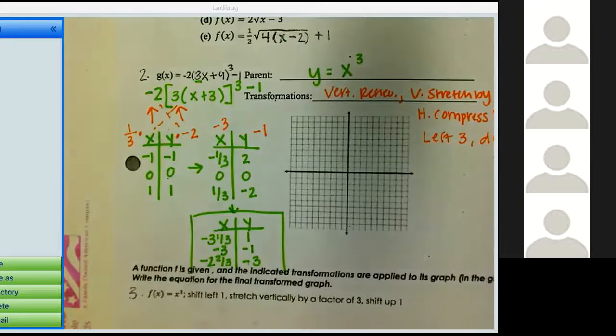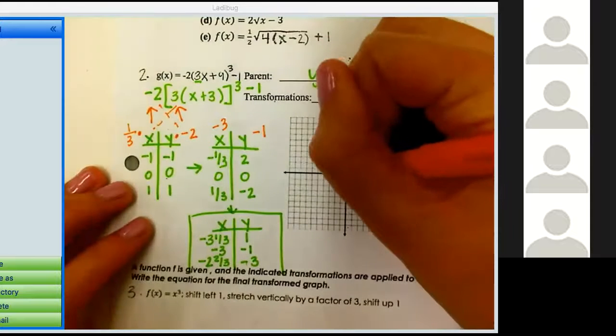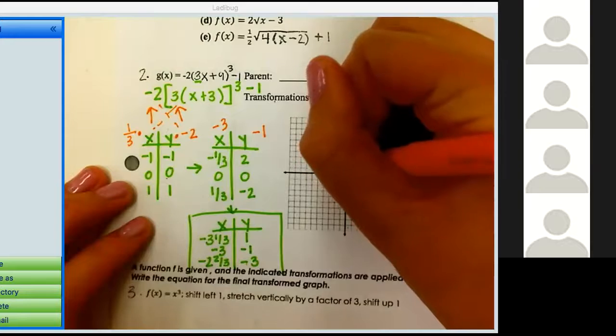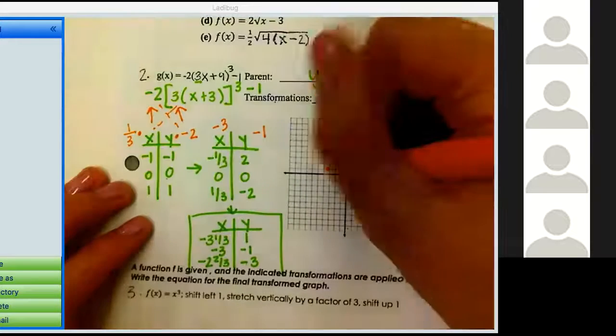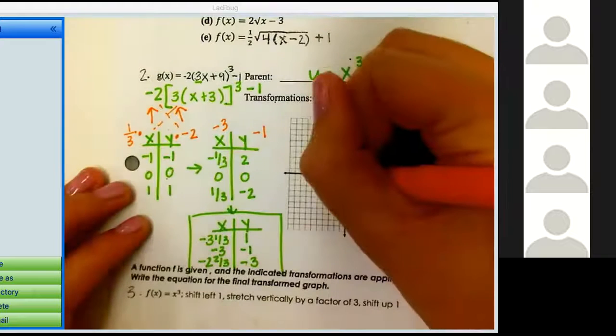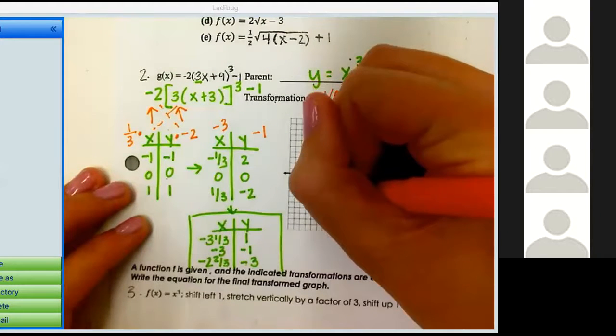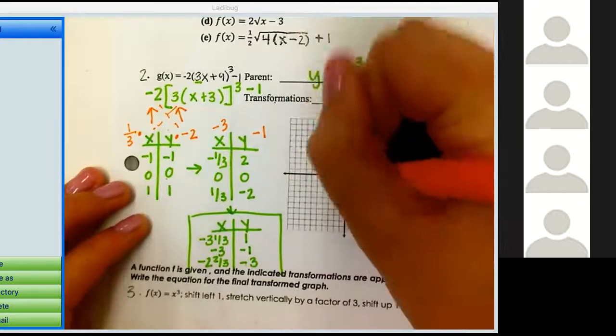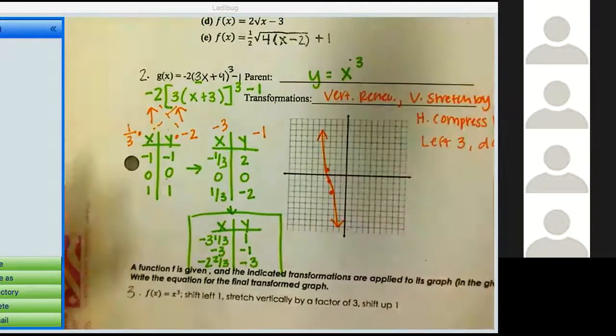All right, so I'm going to go graph those. -3 and then 1/3 up 1, so it's like right here. -3, -1 would be right here. And then -2 and 2/3, -3 right here. And it's supposed to look like an S.